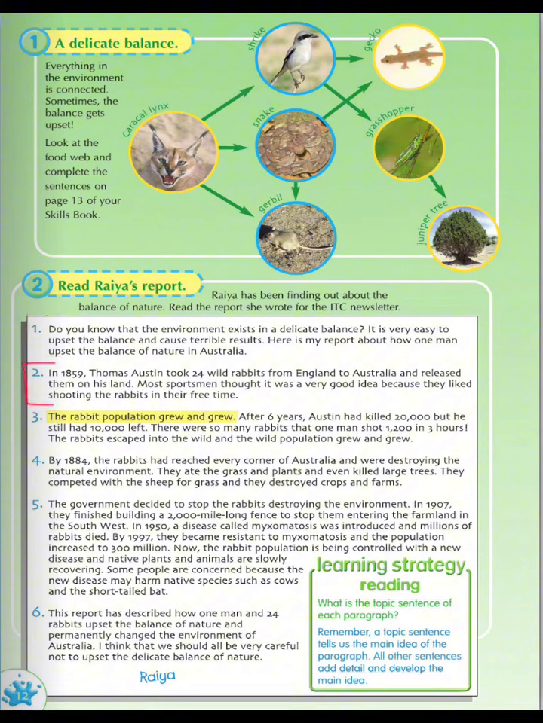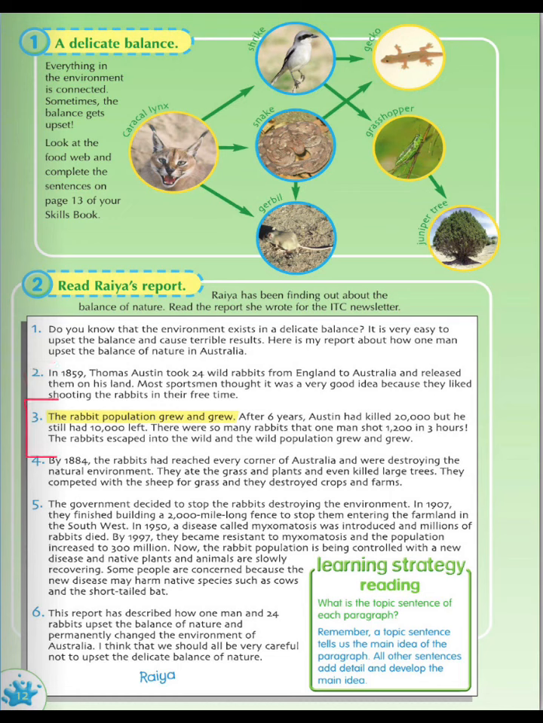Number 2. In 1859, Thomas Austin took 24 wild rabbits from England to Australia and released them on his land. Most sportsmen thought it was a very good idea because they liked shooting the rabbits in their free time.